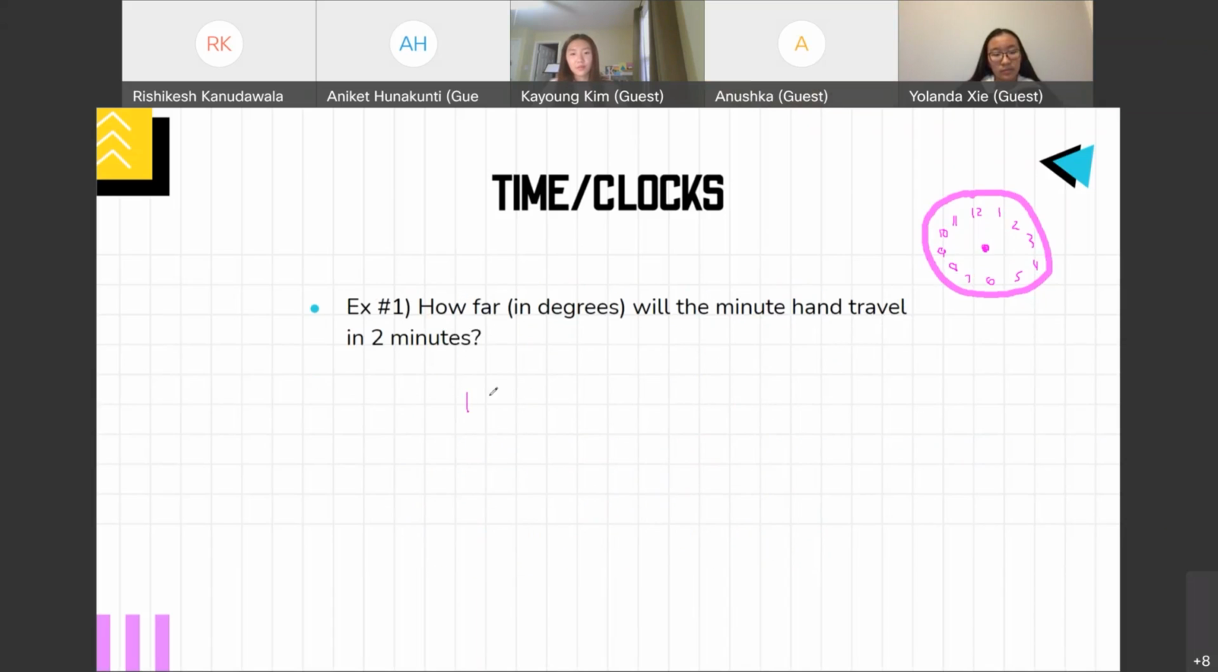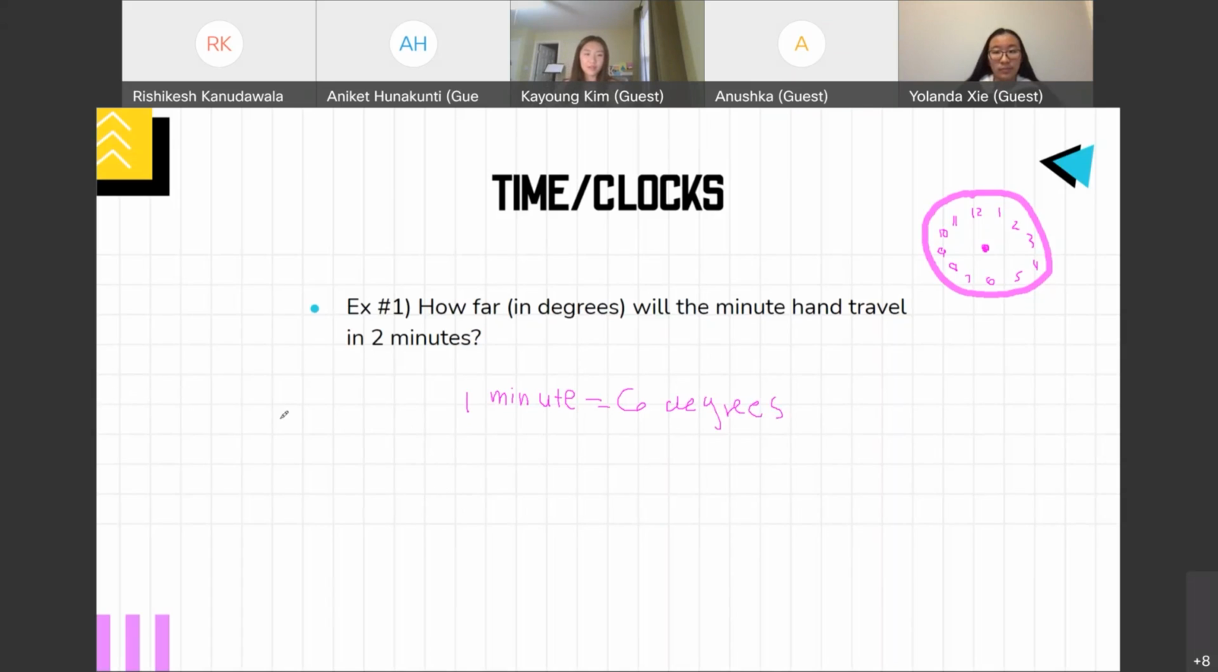It says that 1 minute is 6 degrees on the minute hand, right? So then, that means that 2 minutes must be, I know this is pretty simple, but I'm going to do it with the ratio way just so that we can use it for the next problems.